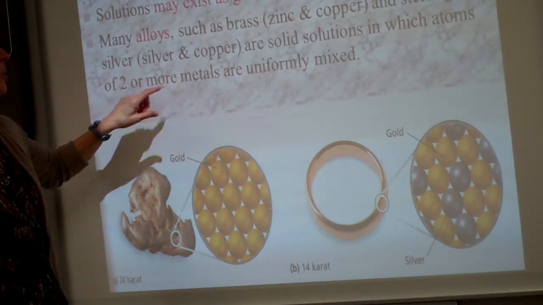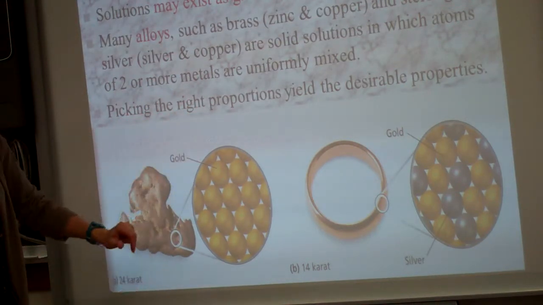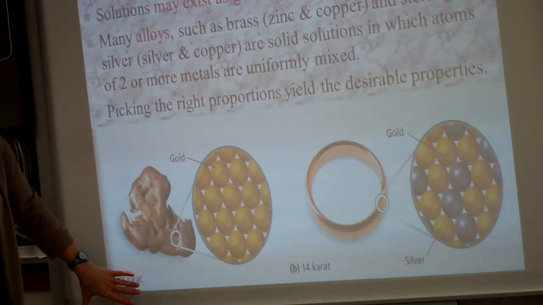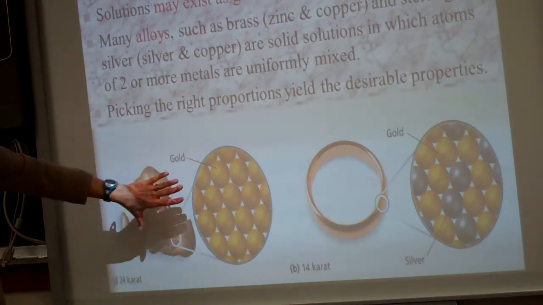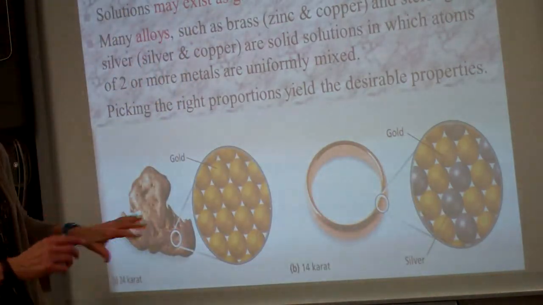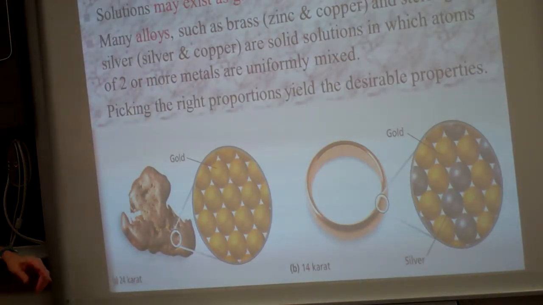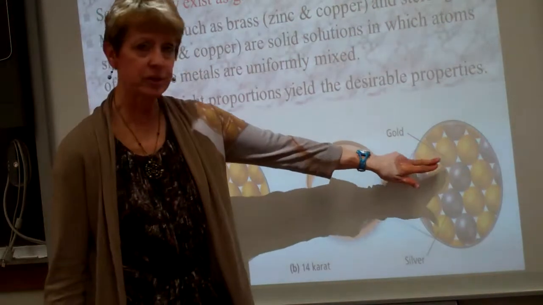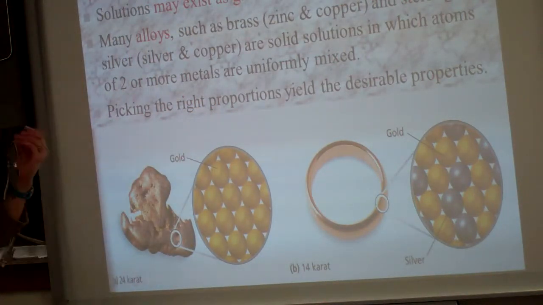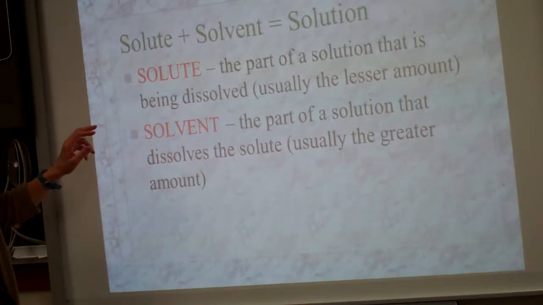And the two or more metals are uniformly together. The right proportion will give you what you want. We all love 24 karat gold, but we really can't afford it, especially now, right? Okay, so we'll settle for 14 karat gold. I got the 24 there, but that was long ago and far away. 14 karat gold is actually a mixture of gold and silver. And actually some of us like that better because real gold sometimes irritates skin. Okay, so that's why some people wear that.